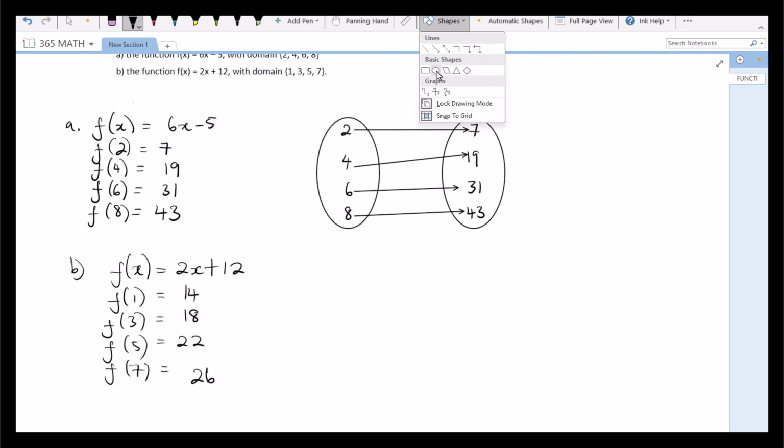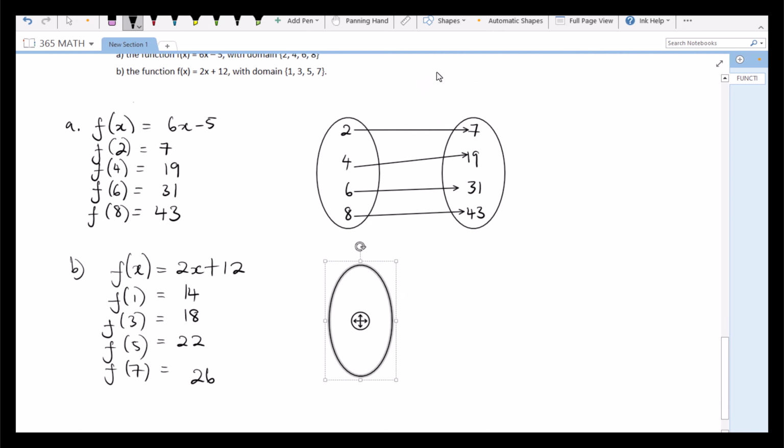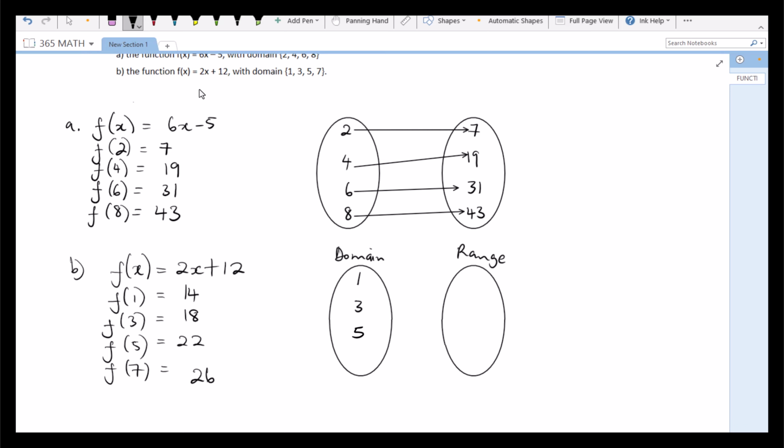Now we want to draw the diagram. We do it like this. And then we come here. Our input is the one that goes in the domain, and our output is what goes in the range. So our input, we had 1, 3, 5, and 7. And the range is 14, 18, 22, and 26. Now, it's not complete unless you have shown the mapping like this.